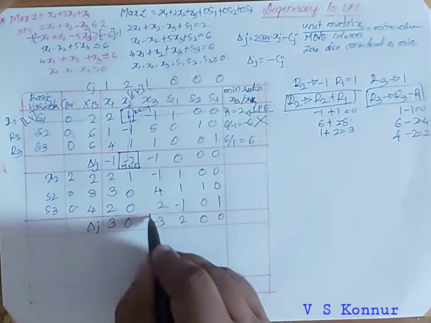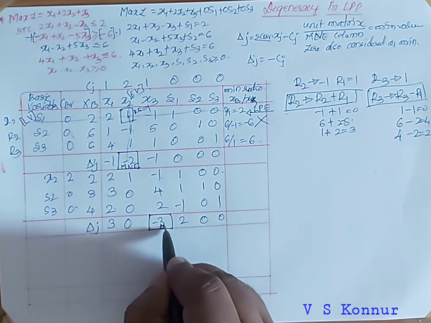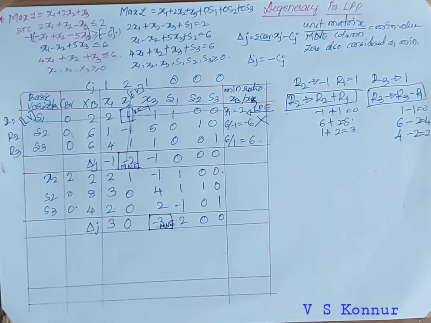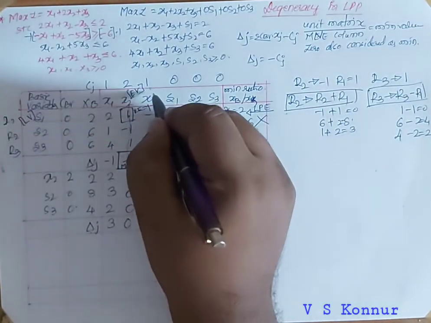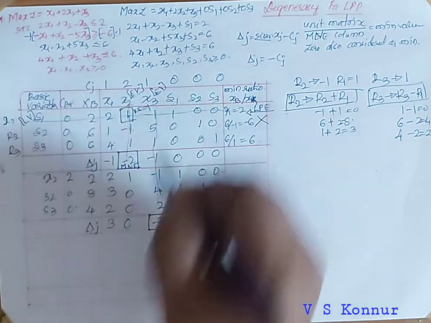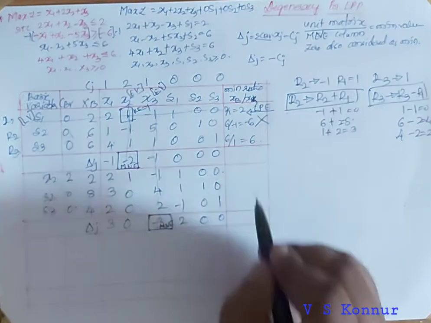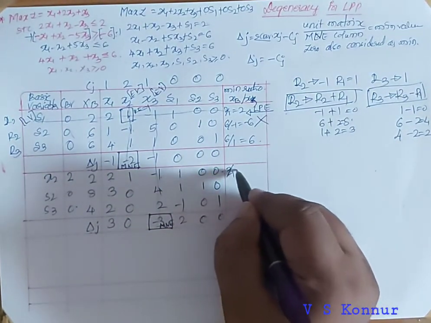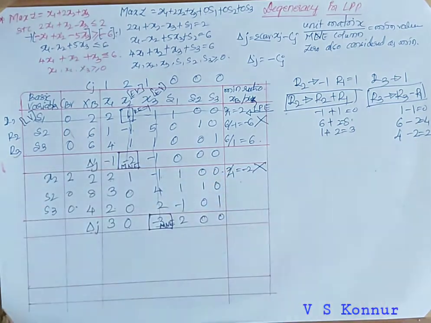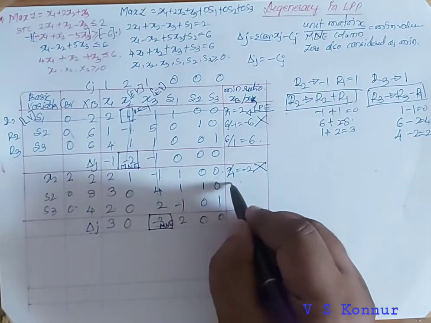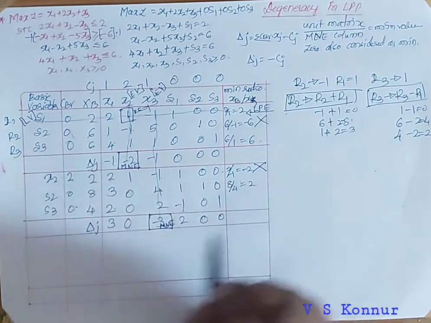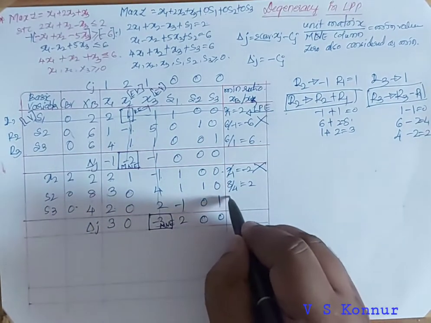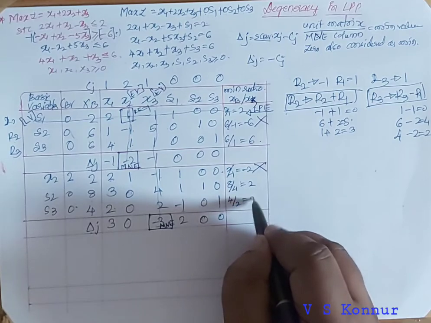Now once again we have to select the most negative element from the delta j values. That will give the entering vector. Now we should calculate the minimum ratio. 2 by minus 1 equals minus 2. It is not considered because it is a negative value. 8 by 4 is equal to 2. Next, 4 by 2 equals 2.